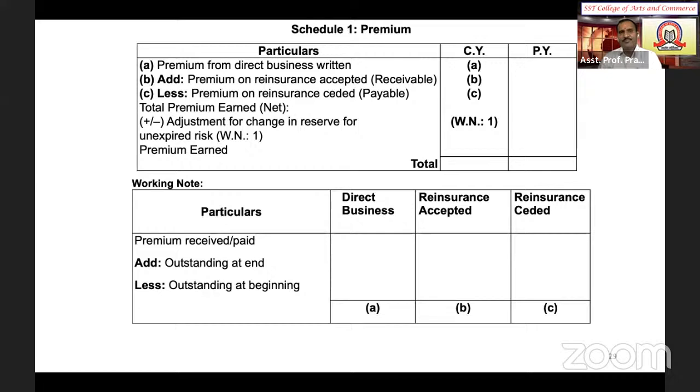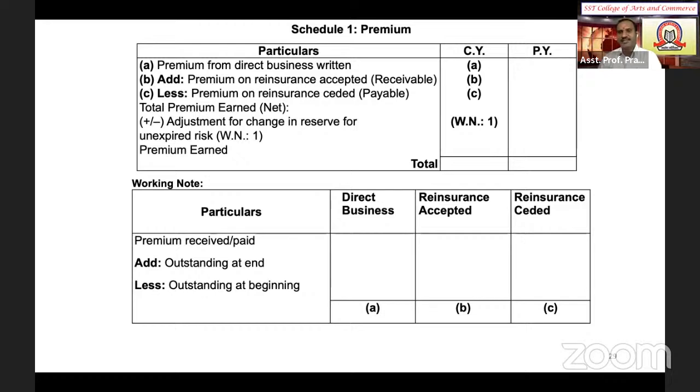Then add premium on reinsurance accepted. Many times in the question, accepted is not given, receivable is given. So remember that, student: if premium on reinsurance receivable, it means accepted. Less premium on reinsurance ceded.